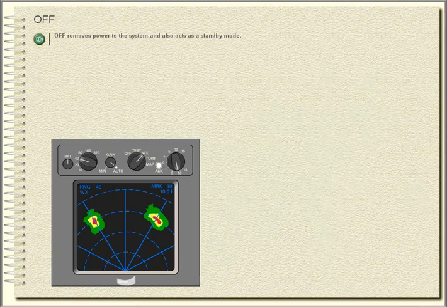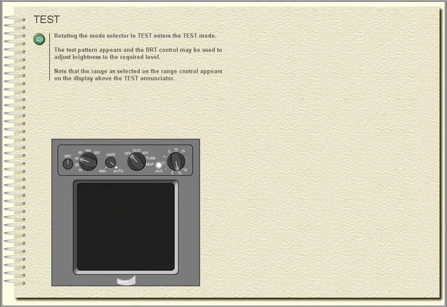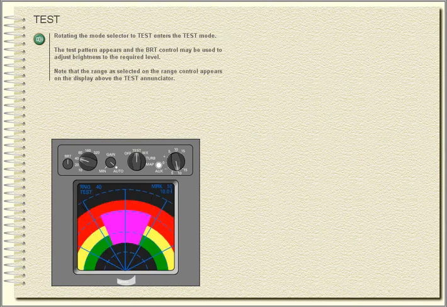Radar display. The display unit comprises a display and an integrated control panel. Off. Off removes power to the system and also acts as a standby mode. Test. Rotating the mode selector to test enters the test mode. The test pattern appears and the bright control may be used to adjust brightness to the required level.